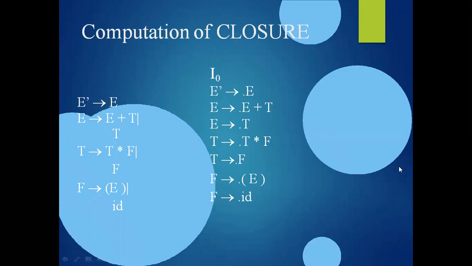Is it clear? In this class, I am explaining only two steps: one, how to form the augmented grammar, and two, how to compute the closure of I, and how to state the I0 for this closure of I.